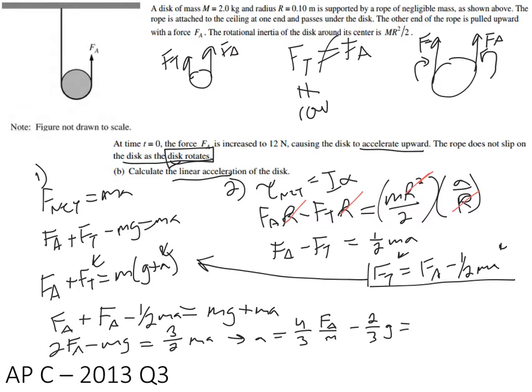So let's see, that's going to be, what's M? M's 2, so it's going to be 4/3 of 6 minus 2/3 of 10, so that's 20, and 24. I'm just doing this because I don't really have a calculator at hand. So you get 4/3, so you should get that the acceleration is 1.33 meters per second squared.